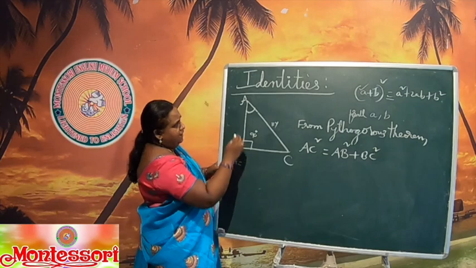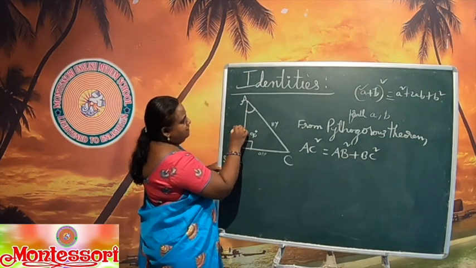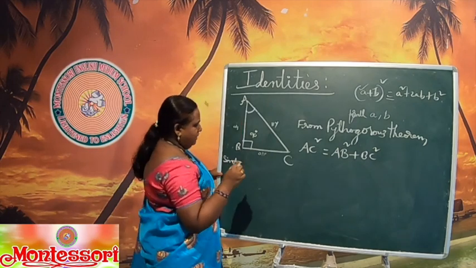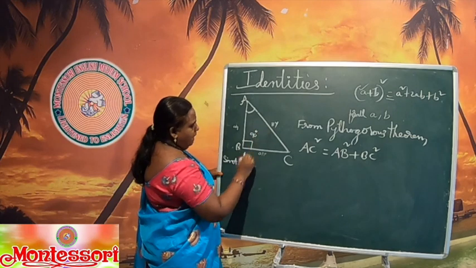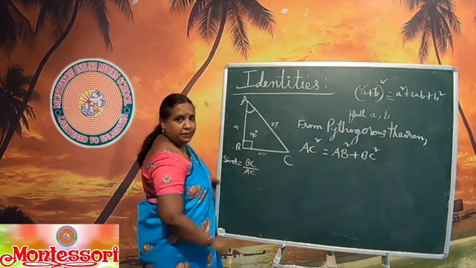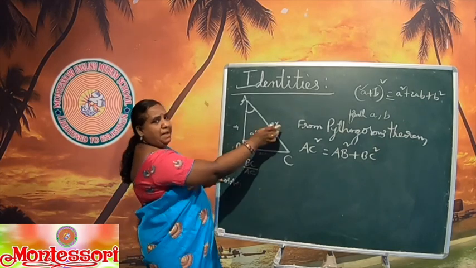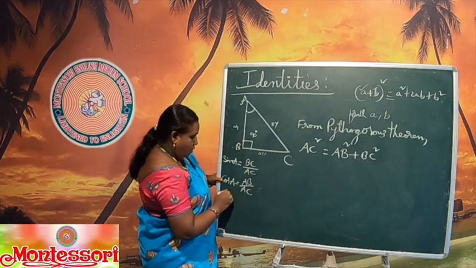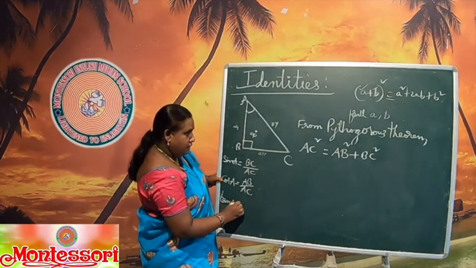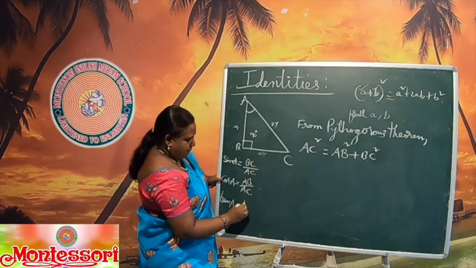Now say what is sin A? Sin A is opposite by hypotenuse. For A it is opposite, and this is adjacent. Be careful when you are writing this. Now see, what is the opposite side? BC. BC by hypotenuse, that means AC. Now what is cos A? Adjacent by hypotenuse, that is AB by AC. Now what is tan A, children? Opposite by adjacent, that is BC by AB.